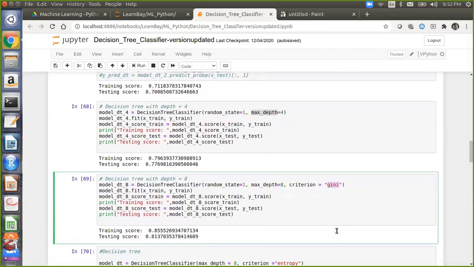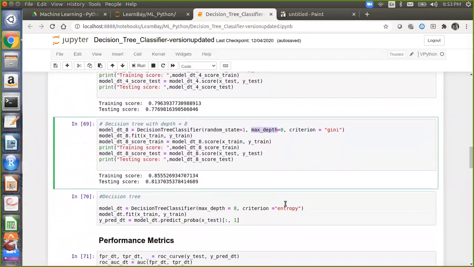Now for max depth equal to 8, my accuracy is increasing to 85 and 81%. Do I need cross validation? No, still it is okay. It's not very far away. Right now you are only doing hit and try with one parameter. You have to try min sample, max leaf, and all those parameters also, which is your assignment.